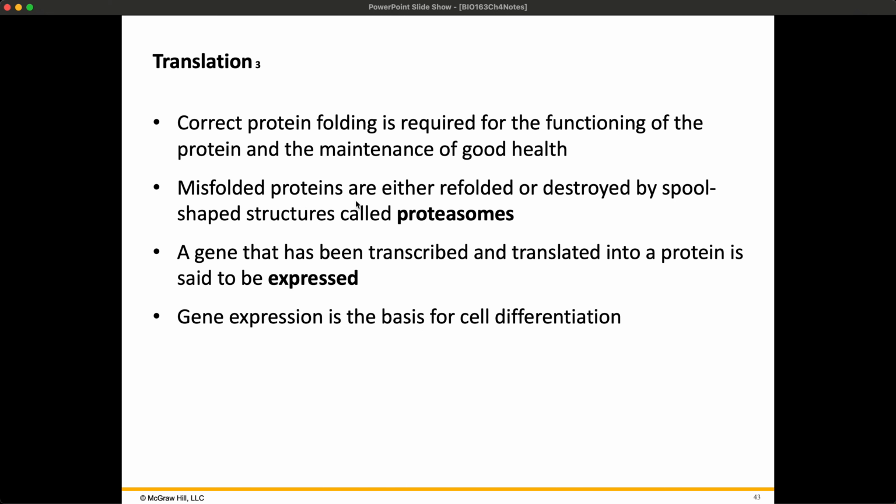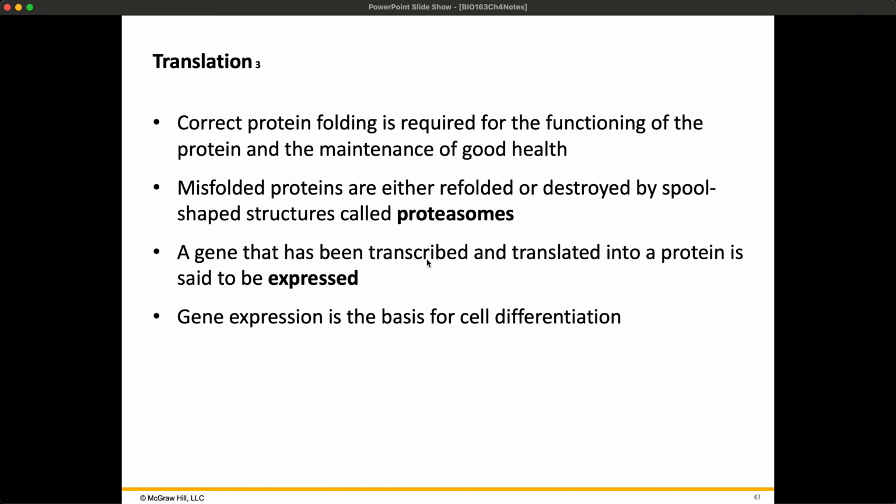If a protein isn't able to fold correctly, maybe there was an error in that mRNA or tRNA sequence, because as you see, there are a lot of different spots where that can happen. Maybe it was a DNA replication error. If one of those errors occurs and is not caught and corrected, the protein won't fold correctly. So it can either be refolded, maybe there's some shifting that can happen, or completely destroyed by proteasomes.